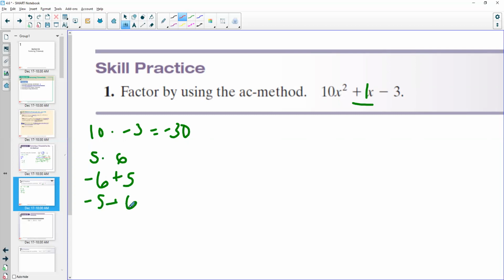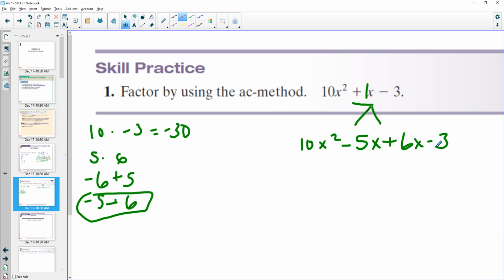So now remember that third step, the rewriting. Here are my two factors. I'm going to rewrite that. So it's going to be 10x squared minus 5x plus 6x minus 3.